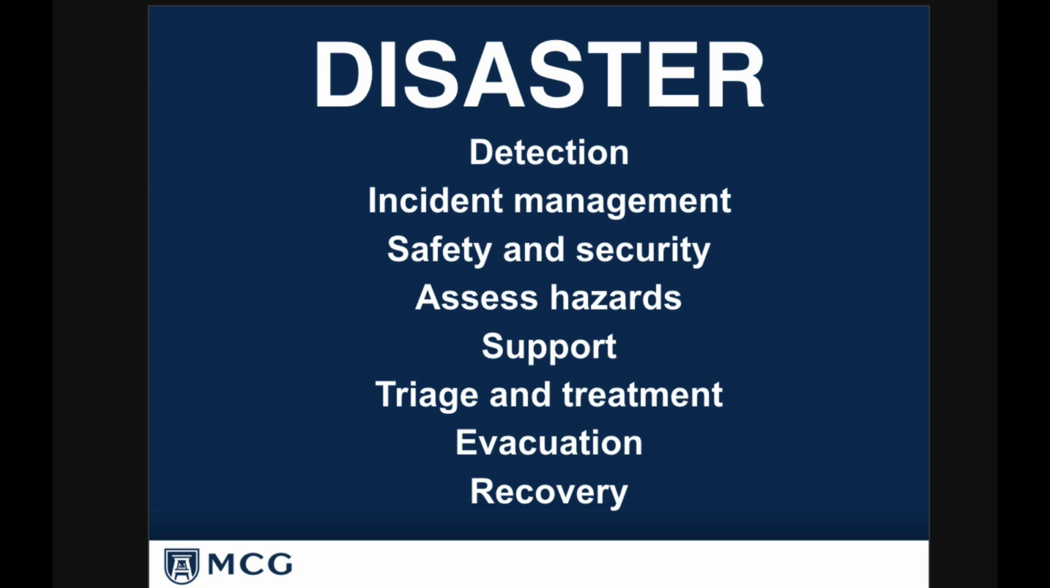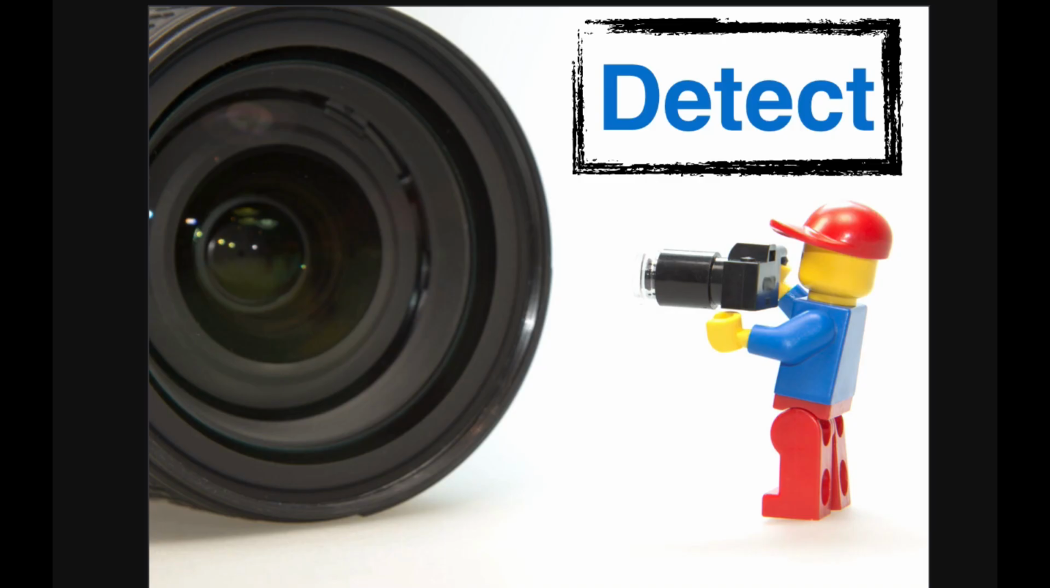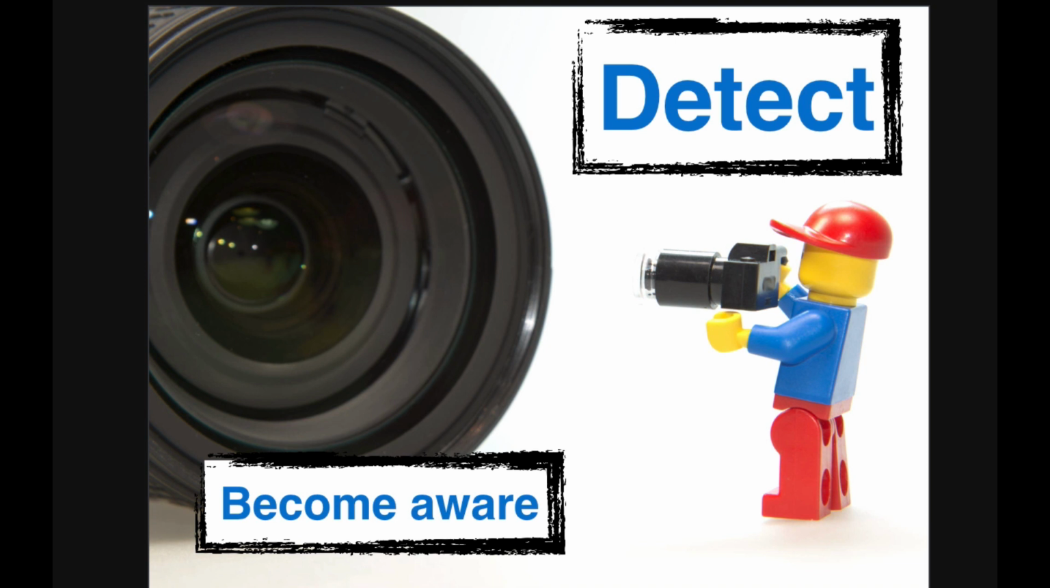So there's that altogether too handy acronym of disaster. It's too long to remember, but we're going to go through each stage of this to help you remember some of the key points. So first off, detect. If you don't know that a disaster is happening, you can't really meaningfully respond to it. So what does that look like? You're going to become aware of it, right? What things are alerting you that something bad has happened?